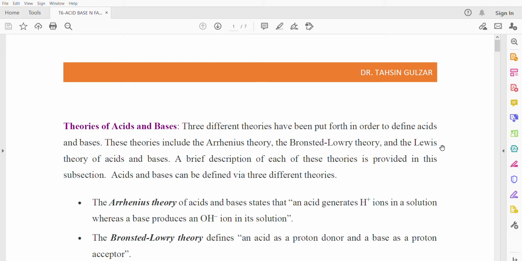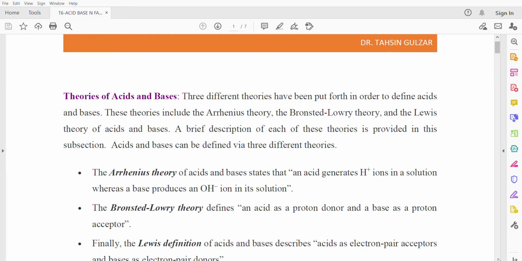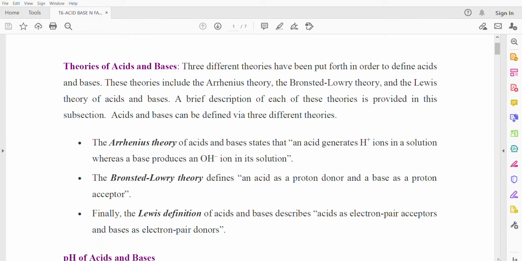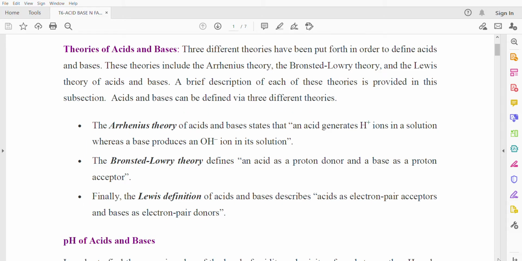Dear students, first I will revise theories of acids and bases, and then I will tell you more about factors affecting acidity and basicity. You have gone through these factors in your online lectures. For example, you have seen electronegativity: moving from the left-hand side of p block elements from carbon to halogens, acidity is increasing due to electronegativity amongst these elements.